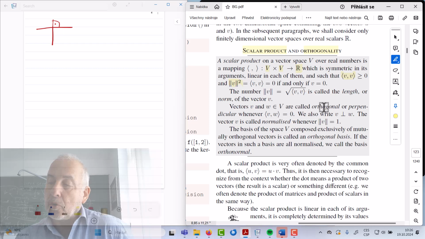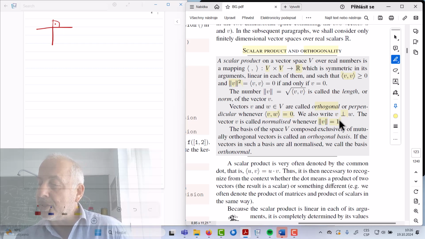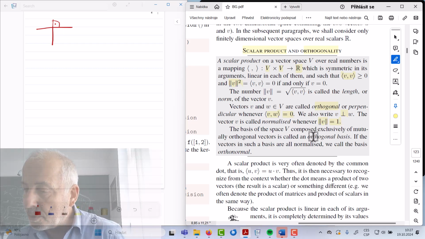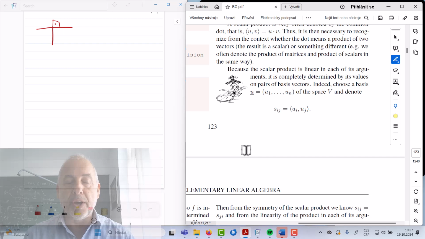We say that the vectors are orthogonal, or we can also think of perpendicular, whenever the scalar product is 0, and that's written with this perp sign. A vector is normalized if its length is 1. Now of course we can ask whether we can always have a basis consisting of mutually perpendicular vectors, so that any two entries in the basis are perpendicular to each other and all are normalized. If they are just perpendicular to each other, we call the basis orthogonal. If they are normalized on top of that, it's orthonormal. That's a crucial concept for nearly everything we shall be dealing with in the future.